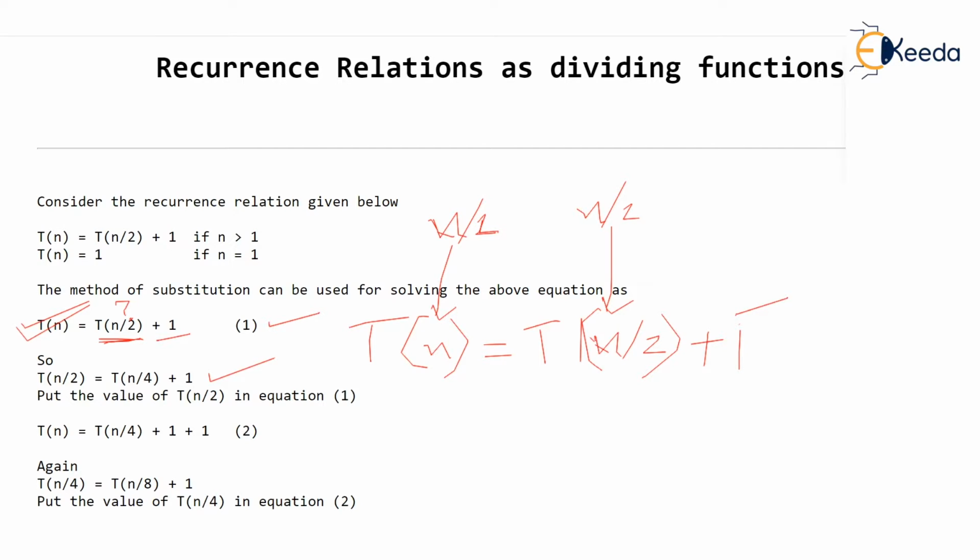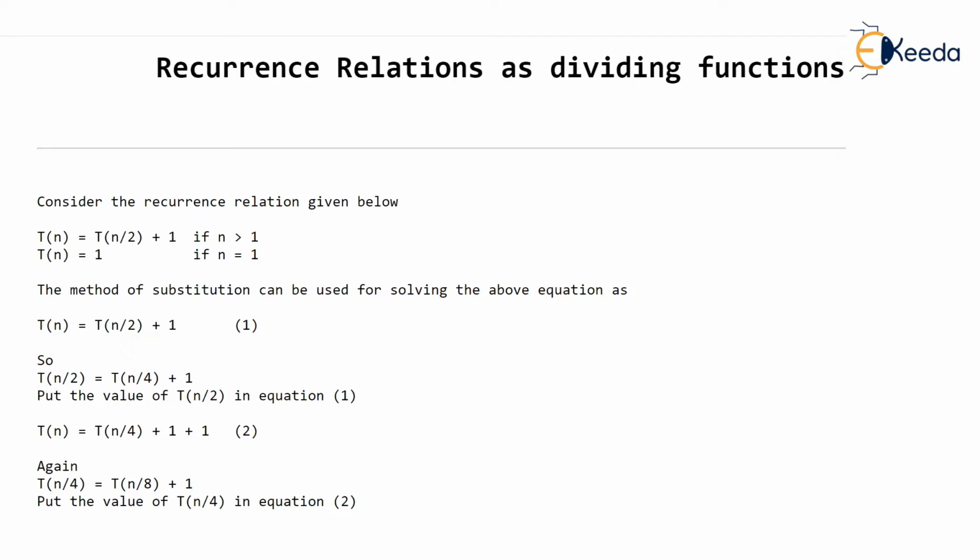This 1 will stay. So that is what I have written. And we are now seeing that this T(n/2) is nothing but T(n/4) + 1, isn't it so? Now in the method of substitution, you just put this value, the value of T(n/2), in the place of T(n/2) in equation 1.